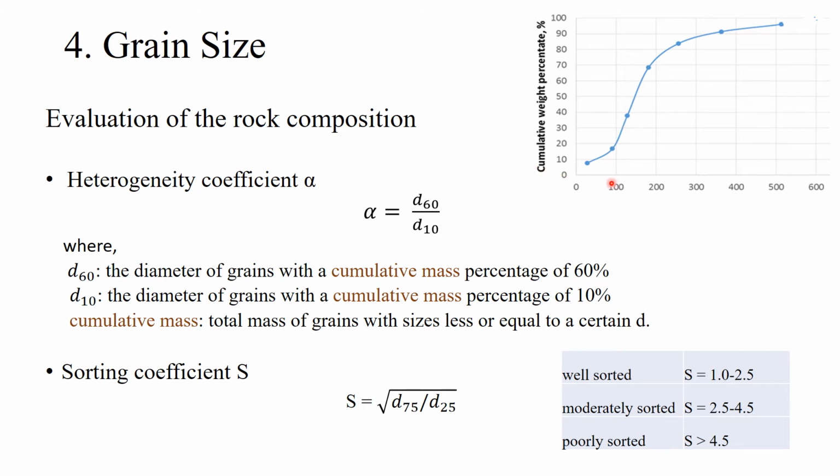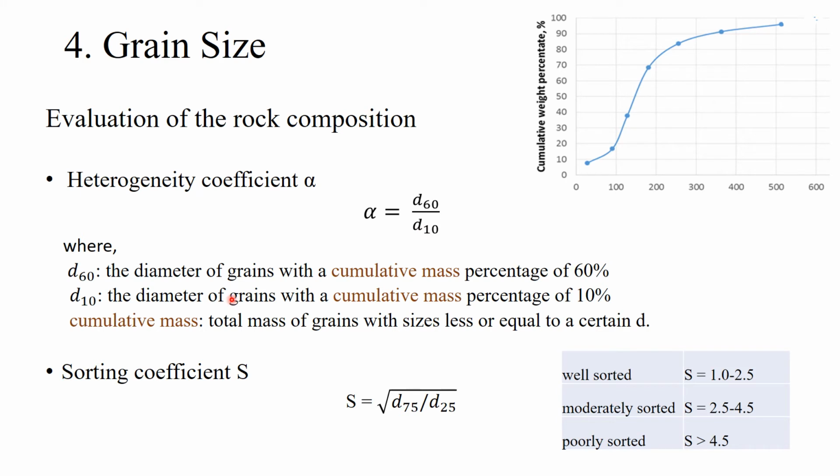So it's like if you say 100, that means anything smaller than 100. For 200, anything smaller than 200. And for 500, anything smaller than 500 is accounted for. And from this figure, we can actually measure two things, heterogeneity coefficient and sorting coefficient. So heterogeneity coefficient is D60 by D10.